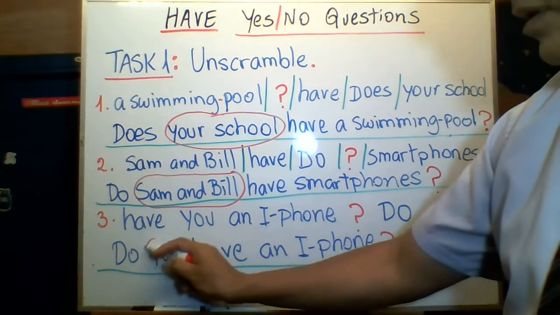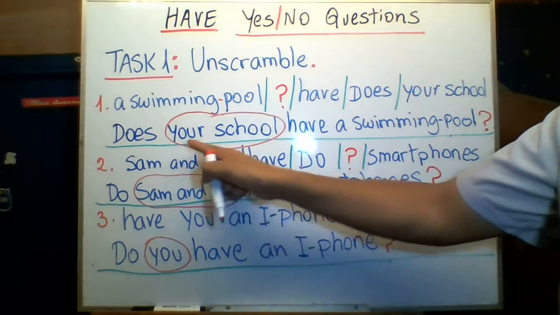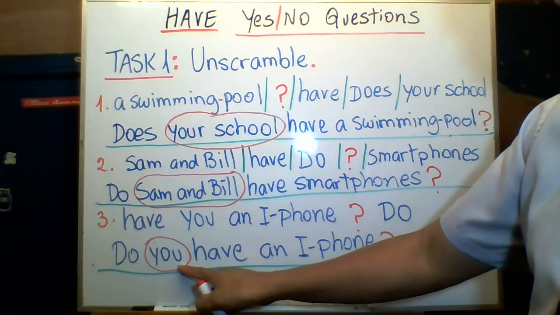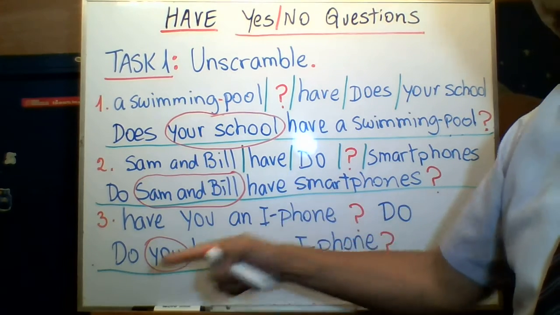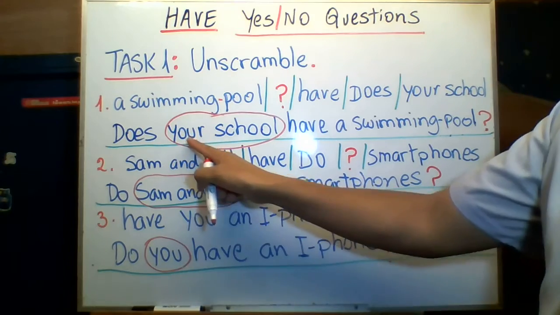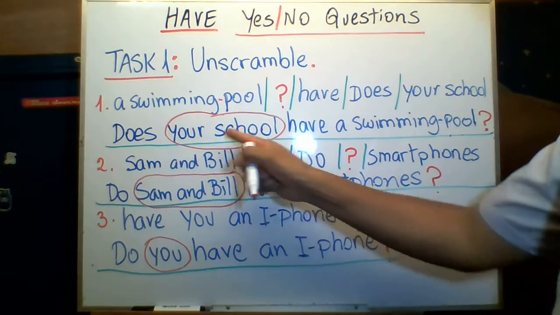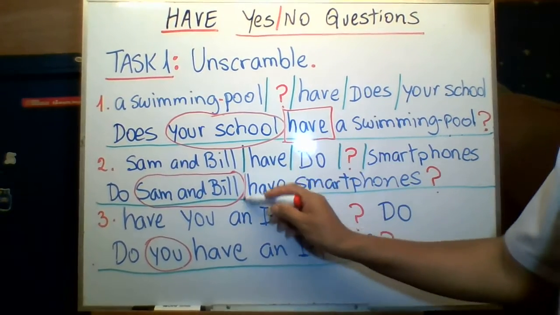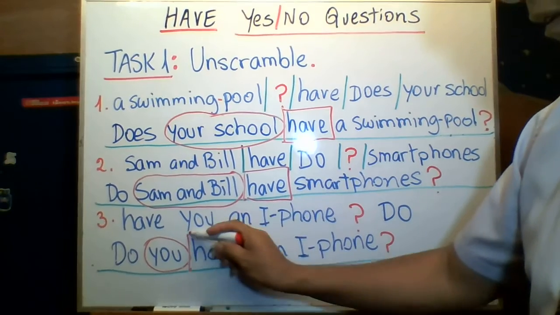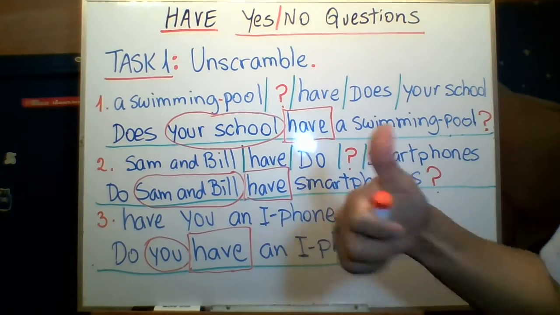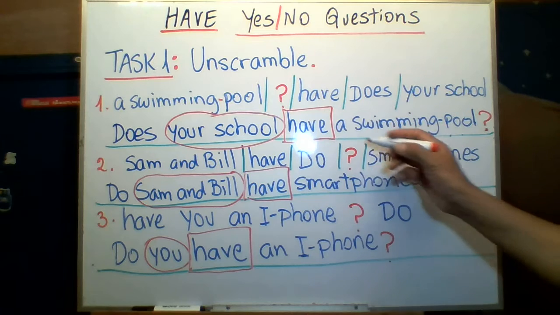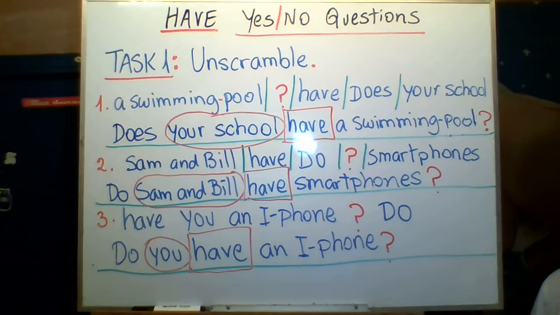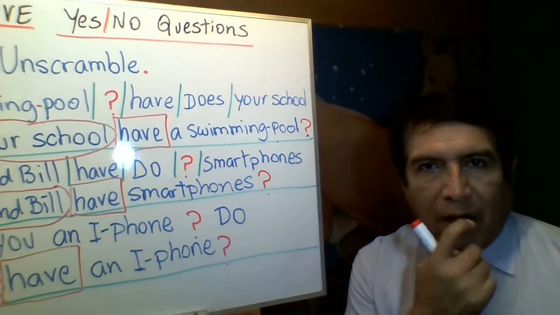After do, you. Okay? Don't confuse your school, your, with you. It's different. We are talking about you, and this is your school. It's different. And then after the subject, you will find the verb have. Notice this. It's incredible. English is very easy. And then the complement. Logically, you have the question mark at the end of the sentence. Okay? That's the case of the questions.